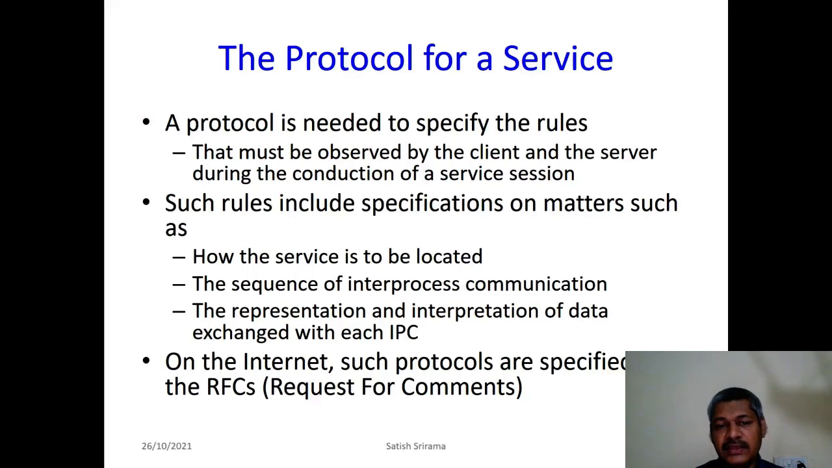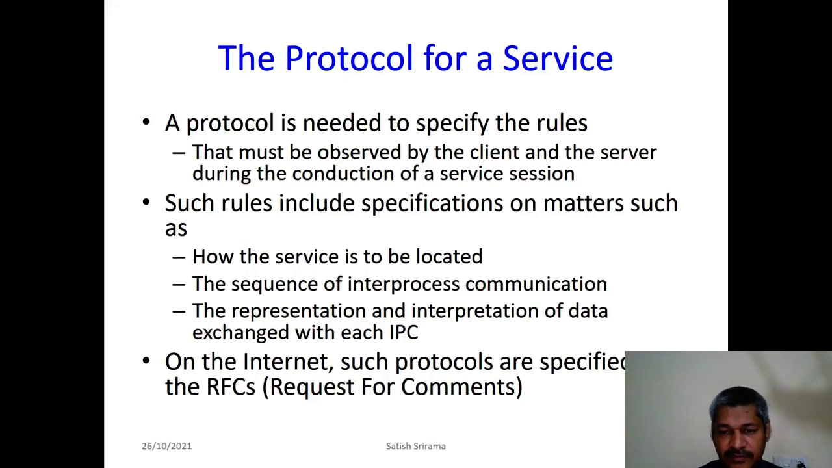These rules generally include specifications on matters such as how the service is to be located. So this protocol has to specify that, and the sequence of the inter-process communication. So who is communicating first and who is communicating later. All this communication has to be defined.